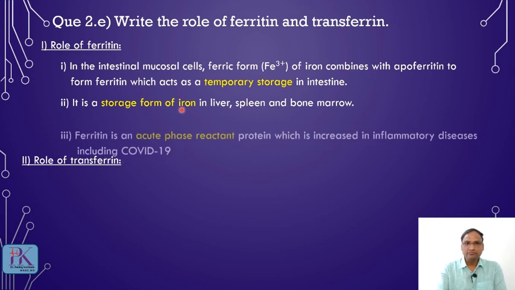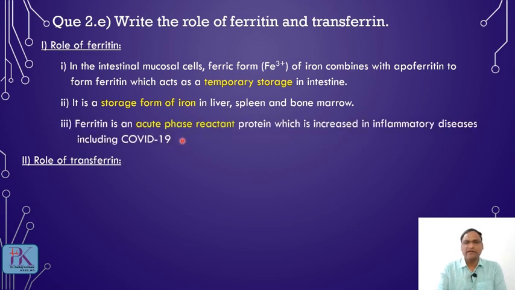Third, just as we have seen in COVID-19, first BA question number 2A, the question is not mentioned like that: write the role of ferritin and transferrin in iron metabolism. So you can mention this also. Ferritin is an acute phase reactant protein which increases in inflammatory diseases. For example, in COVID-19, as we saw in the answer on biochemical markers for COVID-19, ferritin is an inflammatory marker.